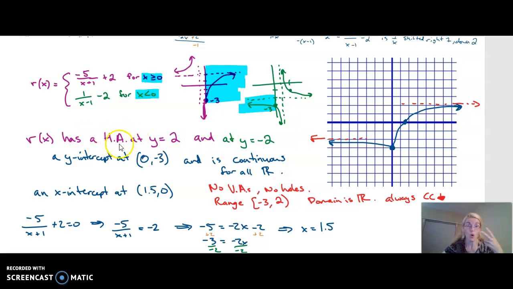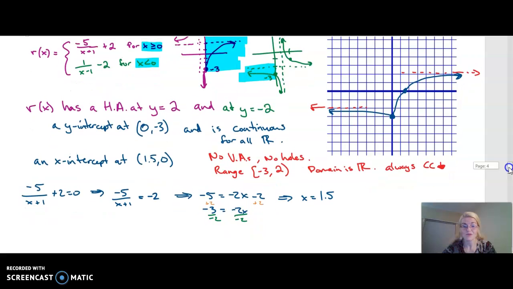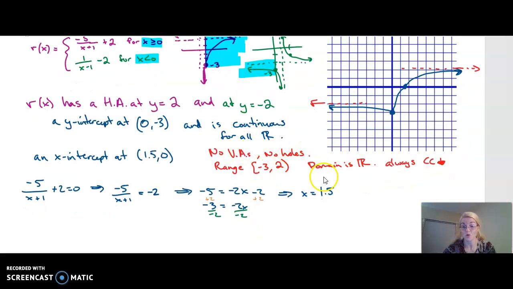It's going to have 2 different horizontal asymptotes, one at y equals 2 and one at y equals negative 2. The y-intercept is (0, negative 3). The x-intercept is (1.5, 0), which again, you can solve your top part for that. And what else can you tell me? Well, there are no vertical asymptotes, there are no holes, because the domain is all real numbers because it's continuous. The range is from negative 3 inclusive up to positive 2 non-inclusive. And look, it's always concave down.